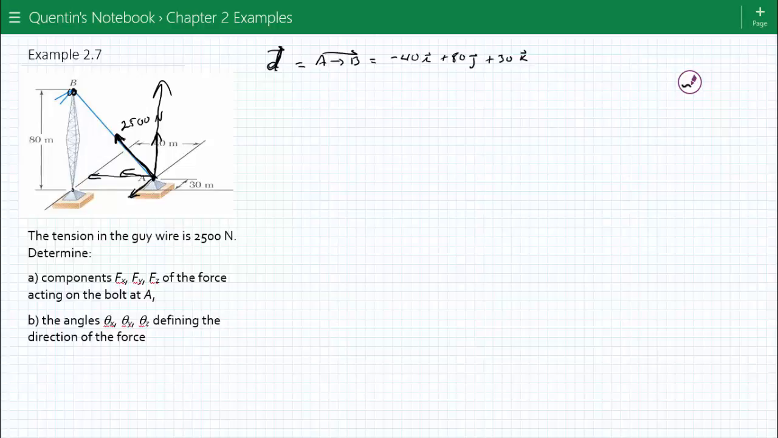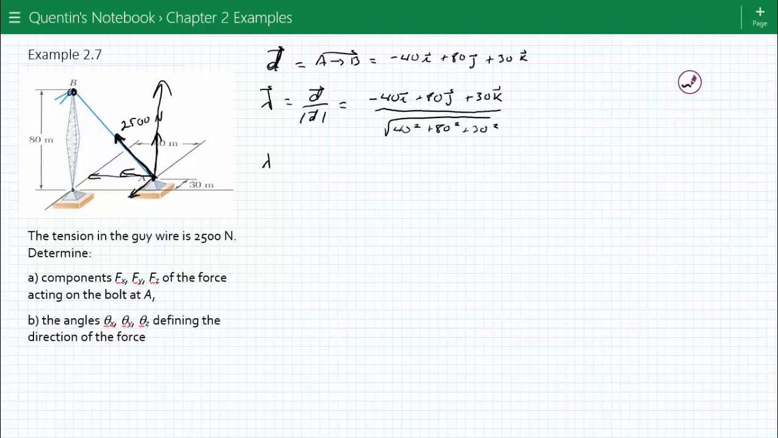Now, in and of itself, that's not overly helpful. It's really just an intermediate step. Why do I say that? Well, because we don't care about D. We want lambda. We want to know the direction of that vector. So how do you find lambda? Well, lambda is simply D divided by the magnitude of D, right? So it is minus 40i plus 80j plus 30k divided by the magnitude. Well, what is the magnitude? It is the square root of 40 squared plus 80 squared plus 30 squared.